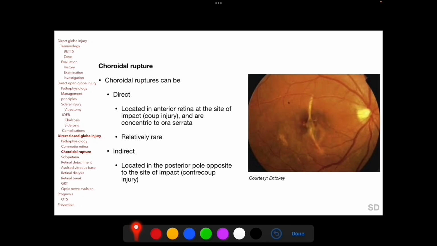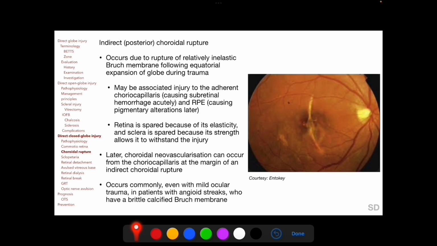Choroidal ruptures can be either direct or indirect. Direct choroidal ruptures are coup injuries occurring in the anterior retina at the site of impact, concentric to the ora serrata, and are relatively rare. On the other hand, indirect choroidal ruptures, an example of which is seen here in this clinical photograph, are not uncommon and are contrecoup injuries occurring in the posterior pole opposite to the site of impact. A choroidal rupture occurs due to rupture of the relatively inelastic Bruch membrane following equatorial expansion of the globe during a direct closed globe trauma.